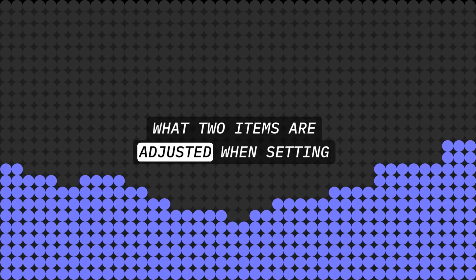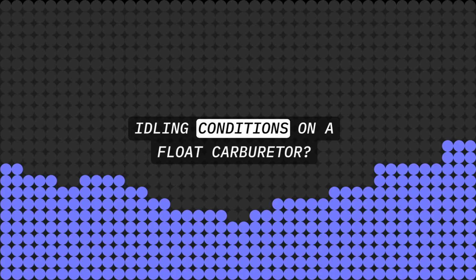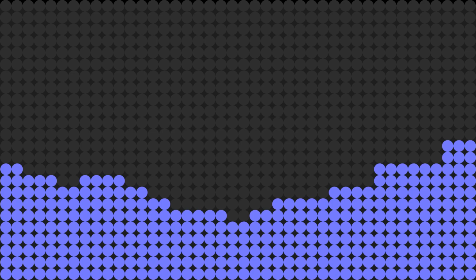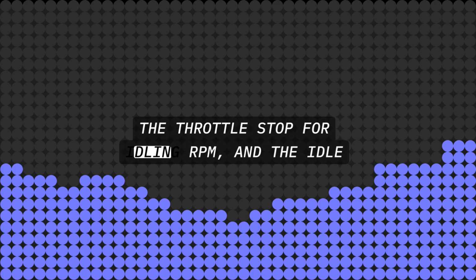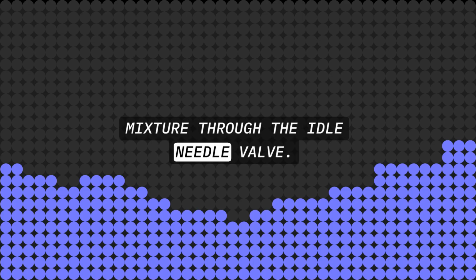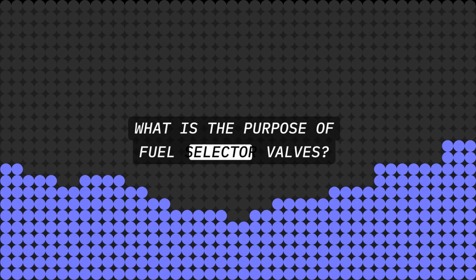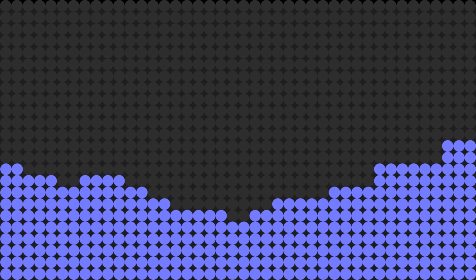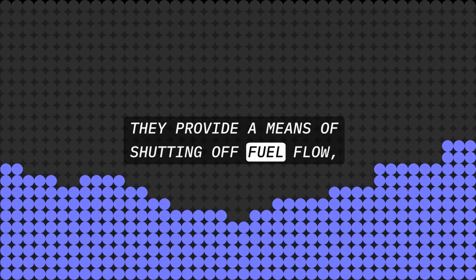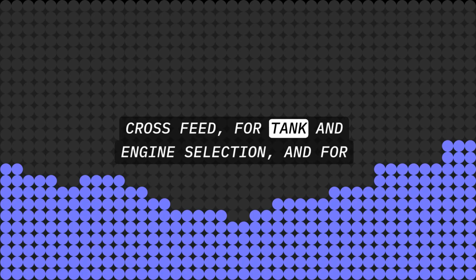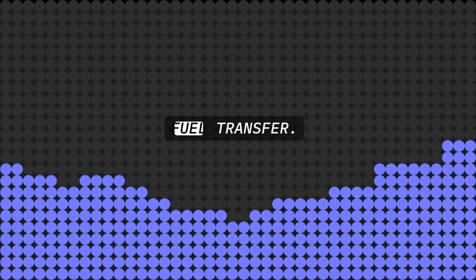What two items are adjusted when setting idling conditions on a float carburetor? The throttle stop for idling RPM and the idle mixture through the idle needle valve. What is the purpose of fuel selector valves? They provide a means of shutting off fuel flow, cross-feed for tank and engine selection, and for fuel transfer.